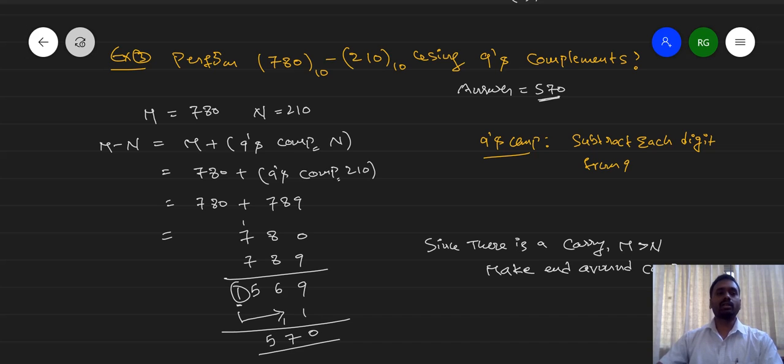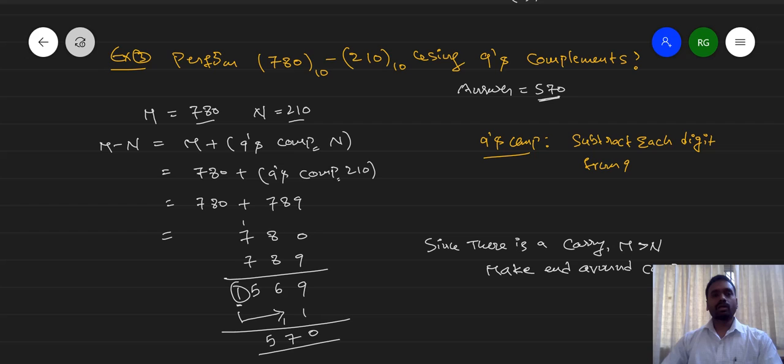The same problem can be done by changing the values of m and n. You can consider the value of m as 210 and the value of n as 780. In this case you will get the same 780 as the sum, but at the end you have to get minus 570. We have the result, but it is in complement form. By finding the 9's complement again, you will get the negative result. You can practice it: interchange the values of m and n, and see whether you are getting minus 570 or not. This is how you perform the subtraction operation by using r minus 1's complement.